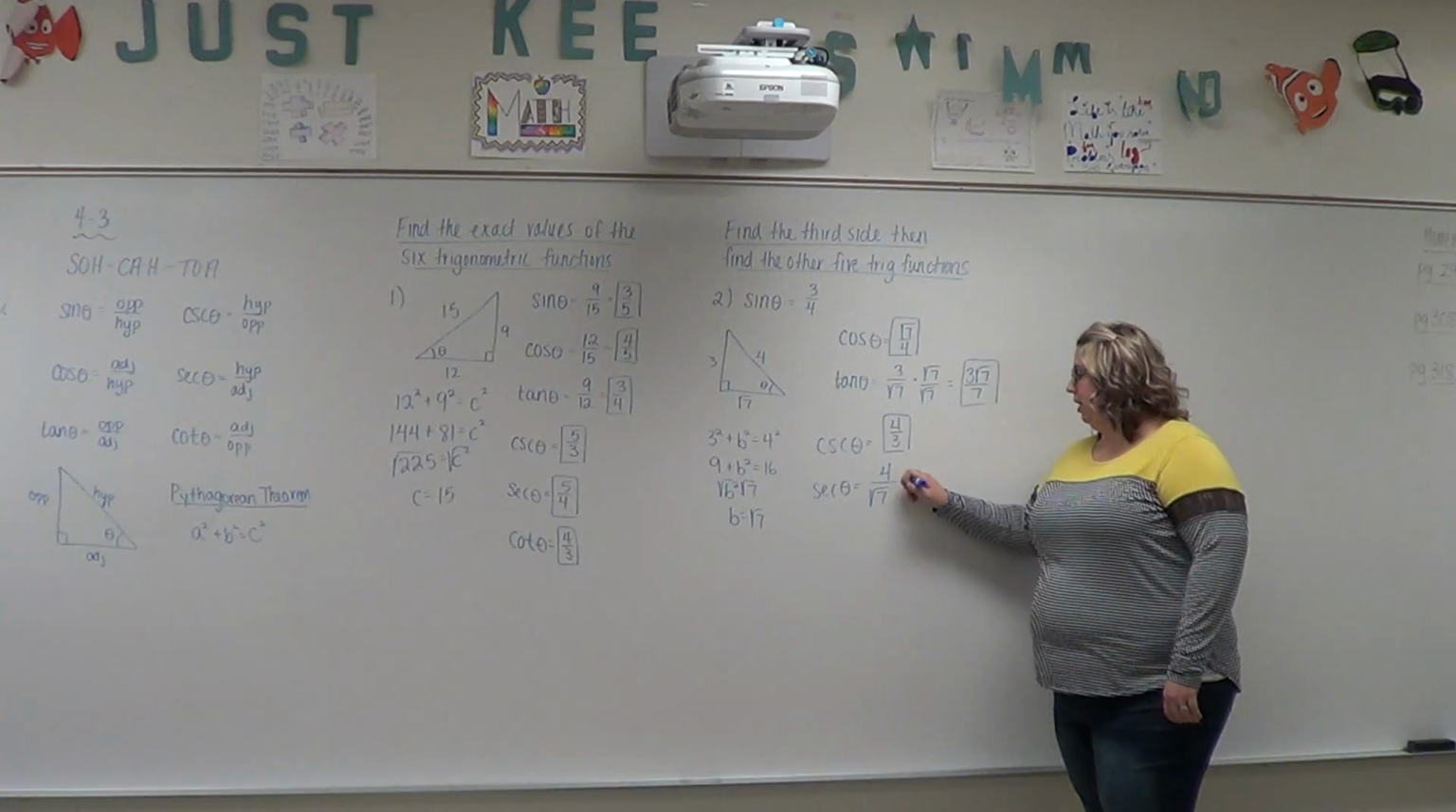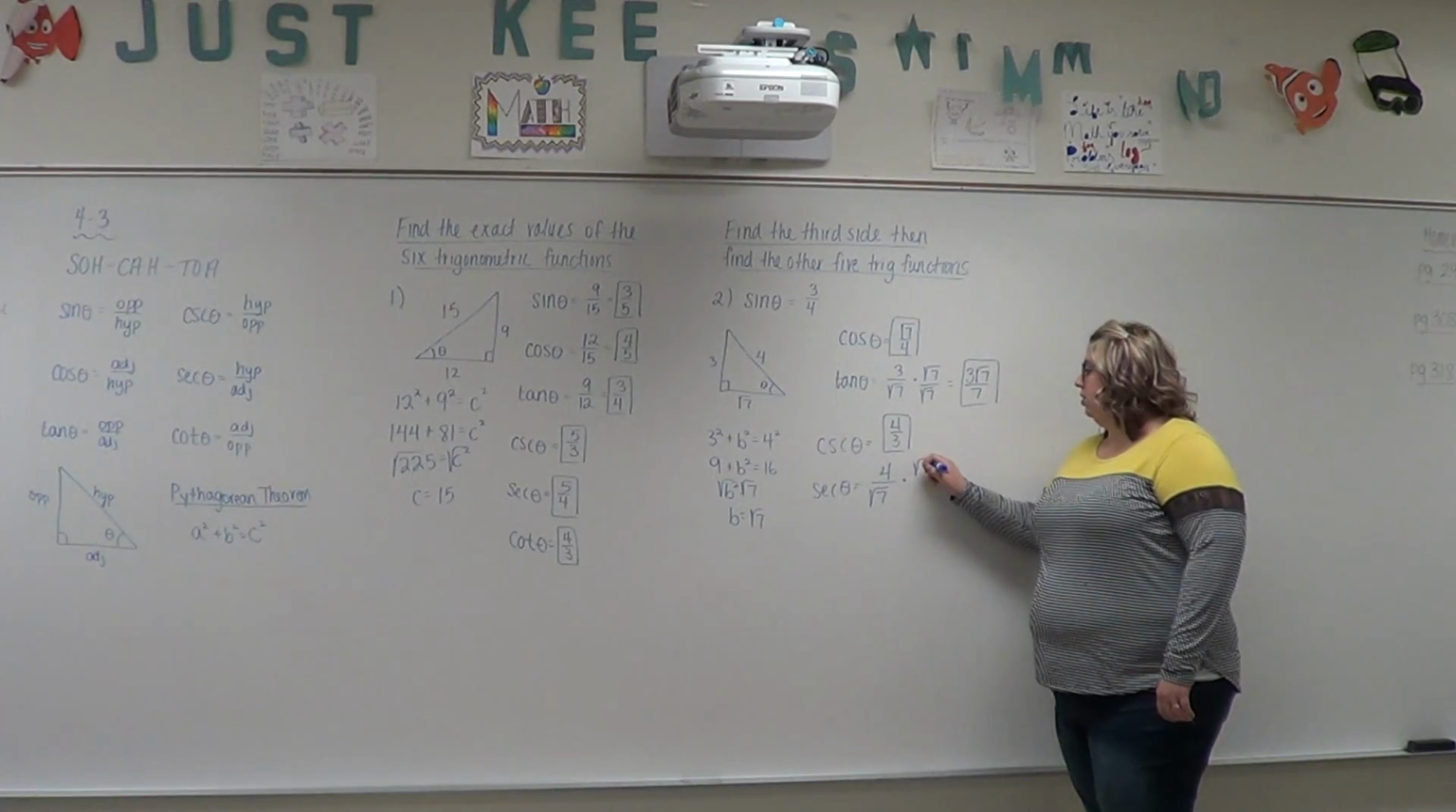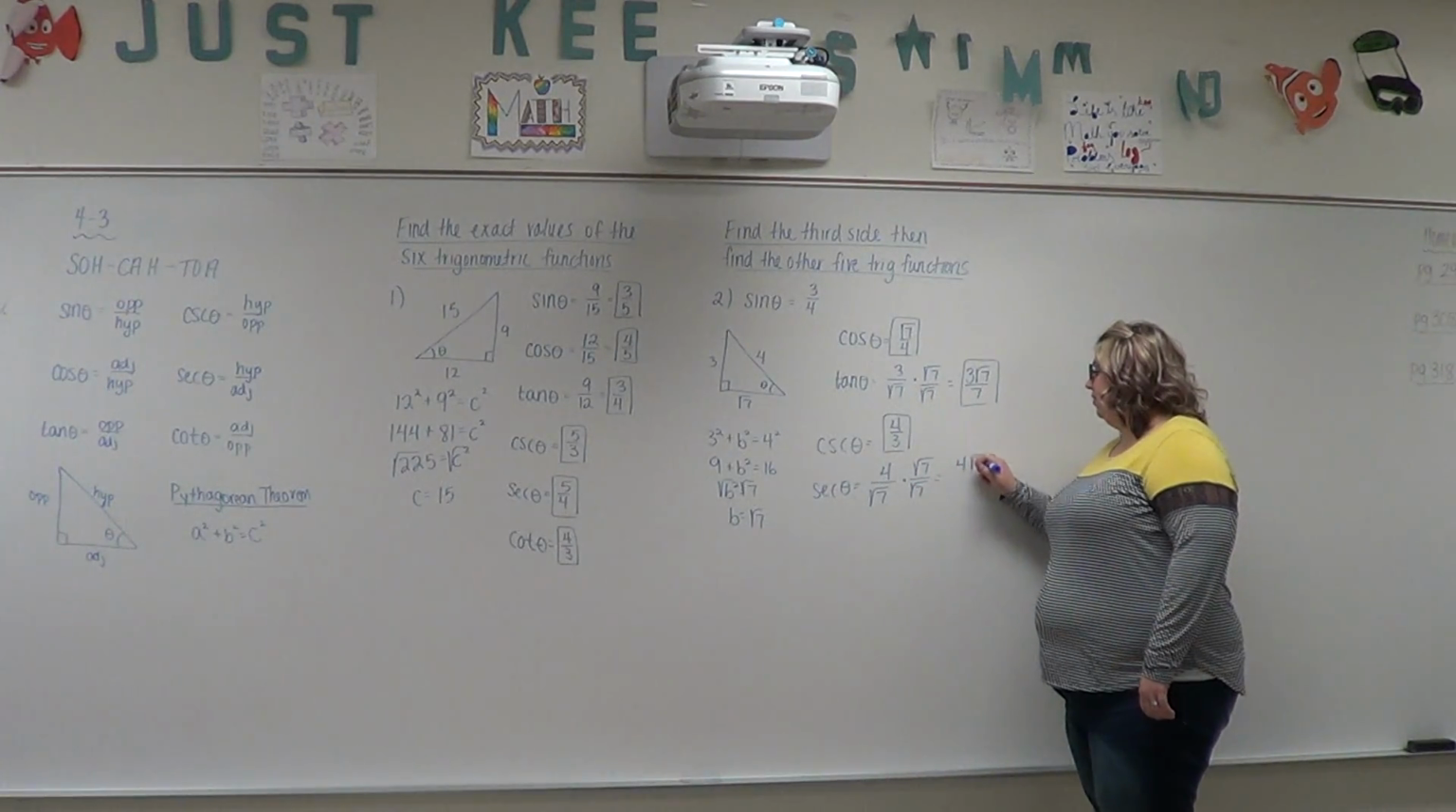So what am I going to multiply by when I rationalize? Square root of 7. Good. And you always do it to top and bottom. So 4 square root of 7 over 7.